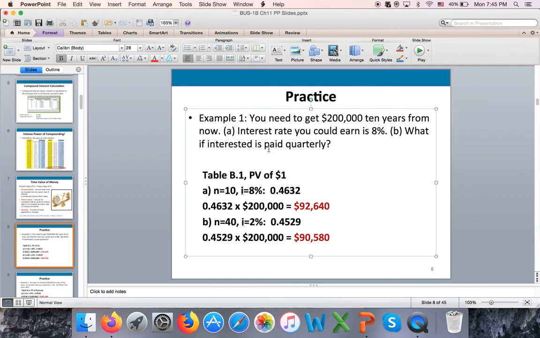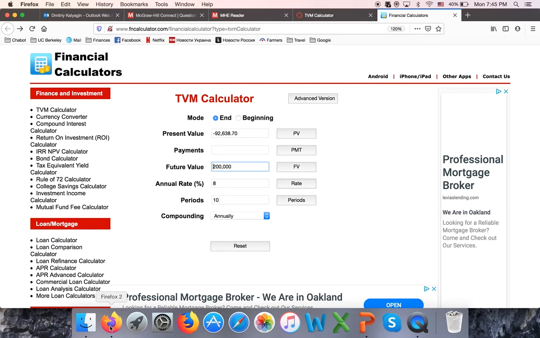Okay, what if I change this and I only say everything is the same, but what if my interest is compounded every quarter, right? So instead of 10 periods, I will have 40 periods. And instead of 8%, it would be 2%. So I can either do the table or I can do the calculation right here. So I will now have annual rate 2%, 8% divided by 4 quarters. So every quarter it's 2%. And the periods is now 40. It's 10 years, but we get paid interest every quarter.